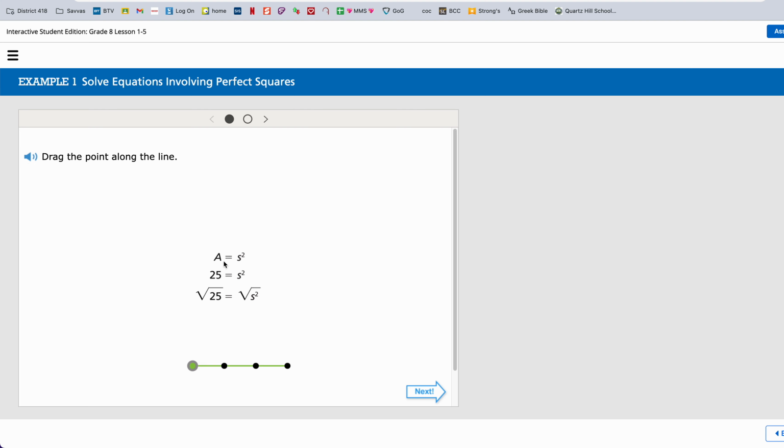But what if there's another answer? Is there another answer? Yes. Probably, since I'm talking about it, right? Let's think about it this way. 5 times 5 is 25. But what about negative 5 times negative 5? Oh, that's also 25, right? So we've got to think about 2 possible answers to square root problems, okay?